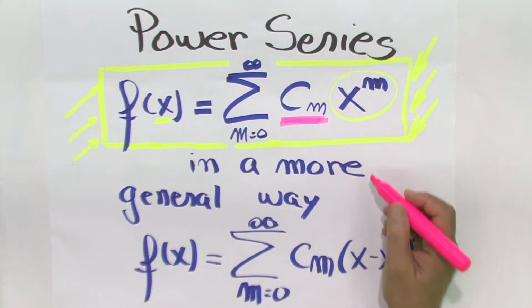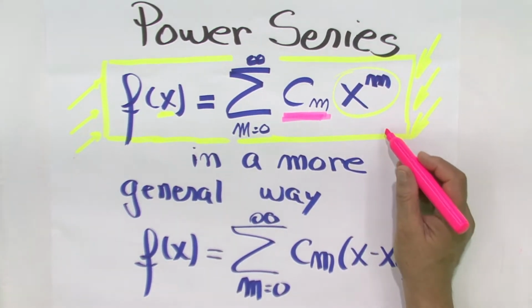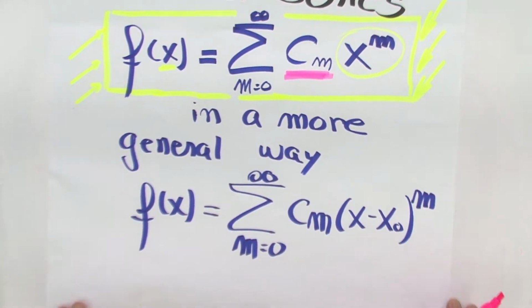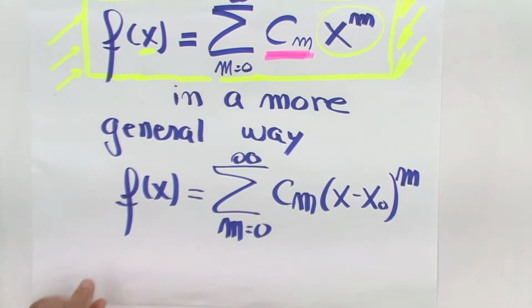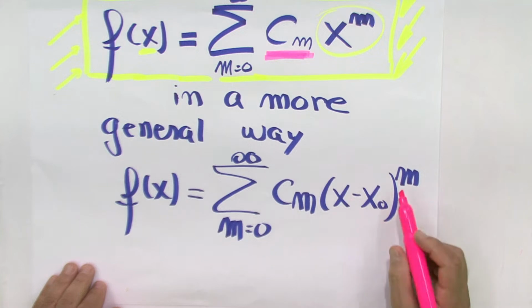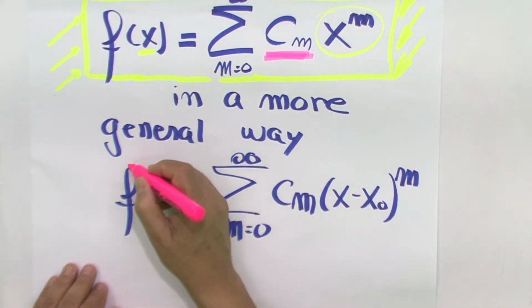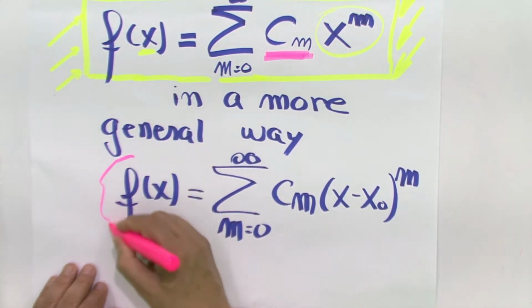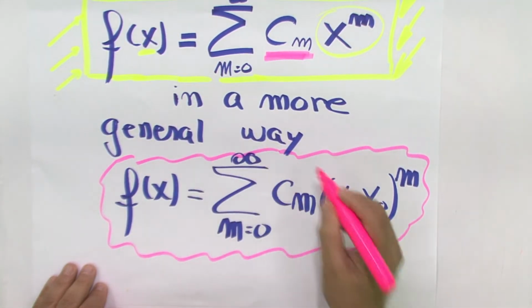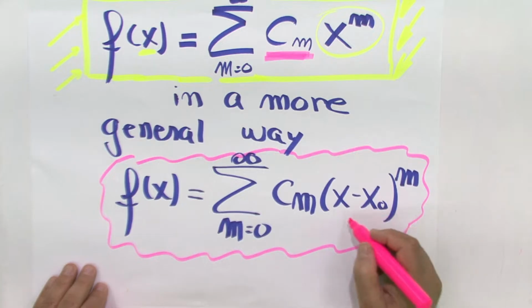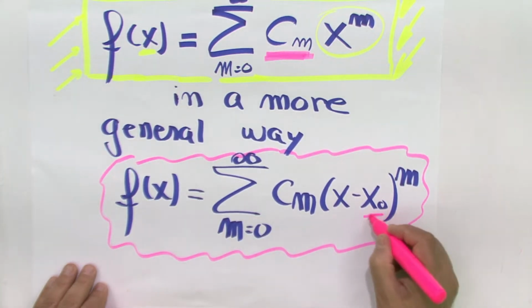Normally, we write a function as a series that way. But in a more generic way, right? Sometimes it's easier, or better, or more correct to express a function in a power series, not only in x, but around a point.